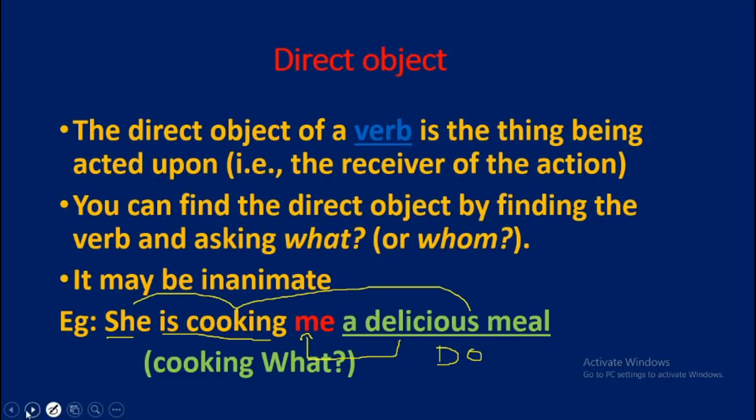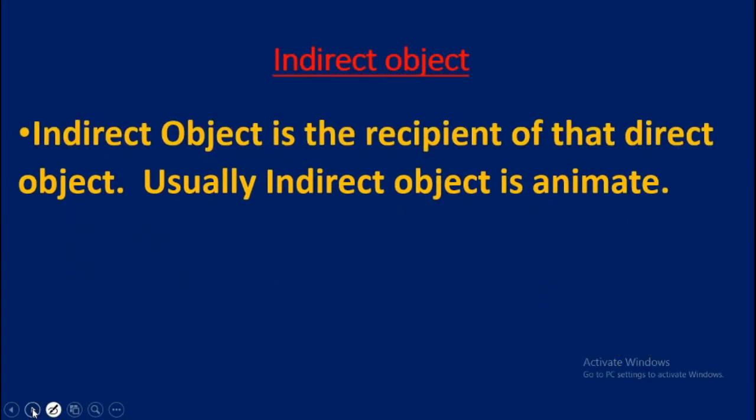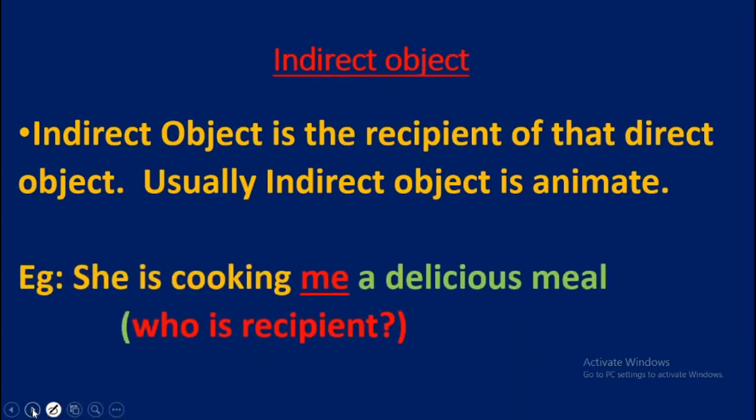Cooking what? A delicious meal. That is what we call the direct object. Identify the indirect object in this sentence. The indirect object is the recipient of the direct object. Usually, the indirect object is an animate, living being. She is cooking me a delicious meal. You can place the indirect object first and the direct object next. Who is the recipient of this action? Me.